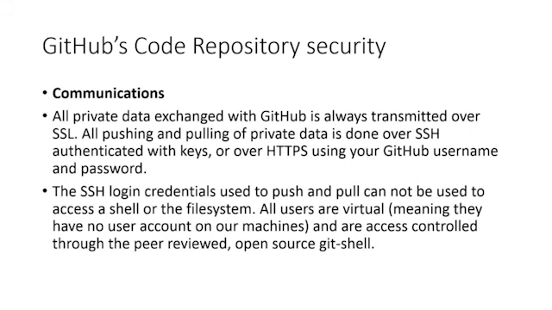Their communications. So all private data exchanged with GitHub, in this case, is always transmitted at least over SSL. All pushing and pulling of private data is done over SSH authenticated with keys or over HTTPS using yours as the client, your GitHub username and password. And it works pretty well.